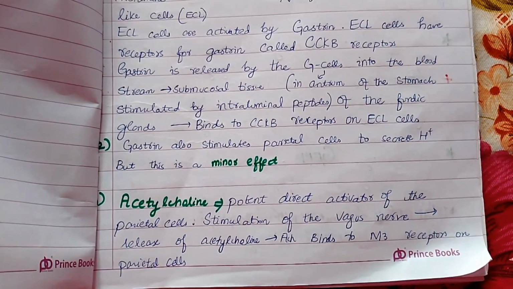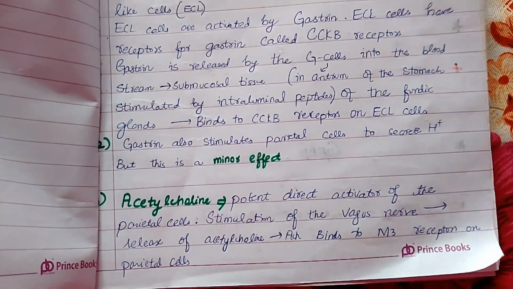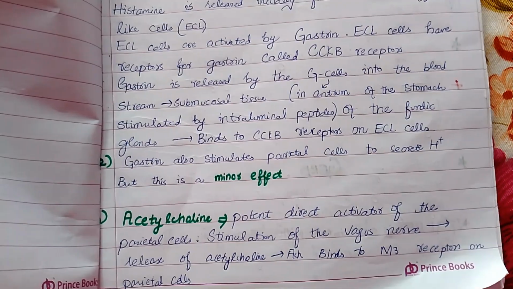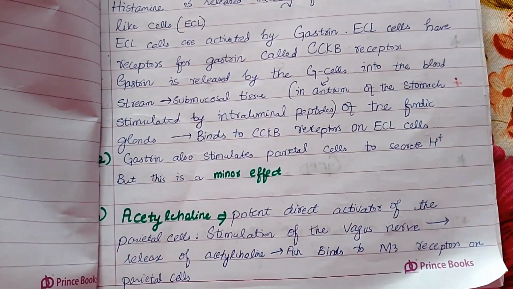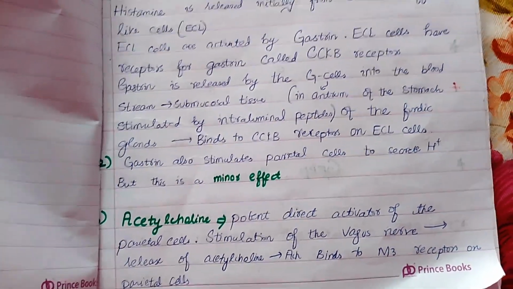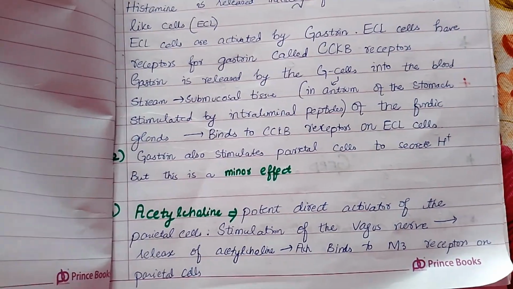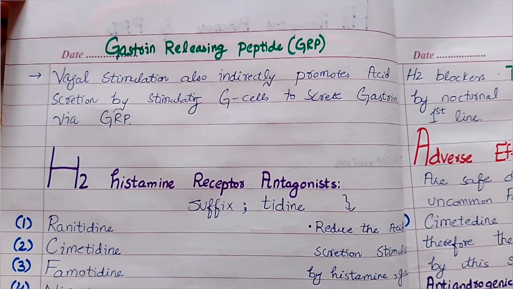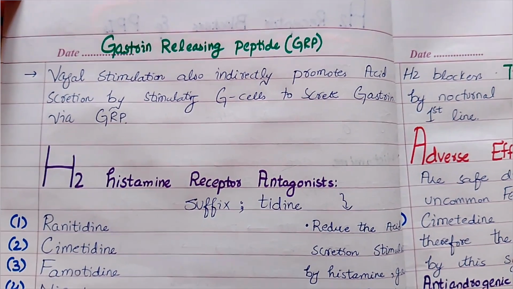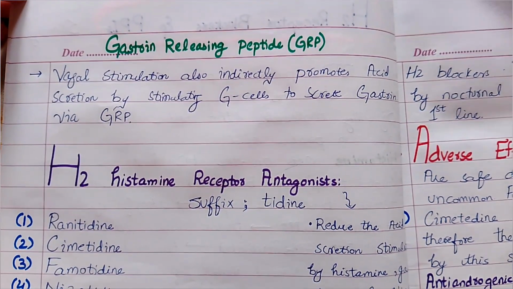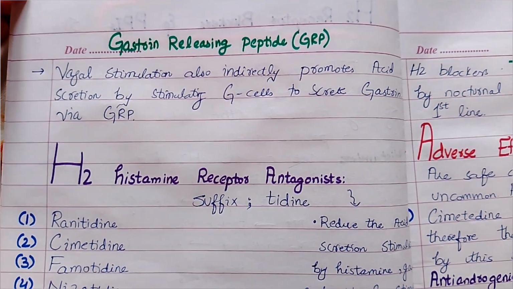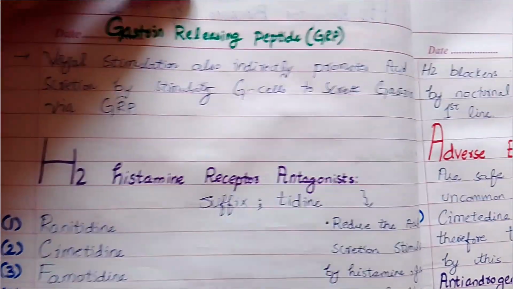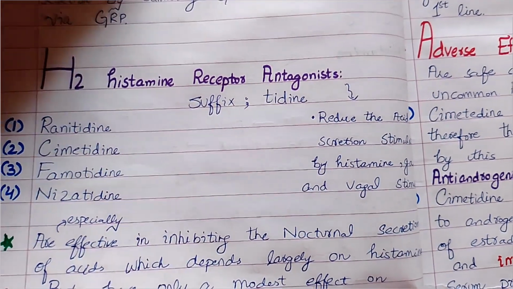Then we will see the role of acetylcholine in acid release. Acetylcholine is a potent activator of the parietal cells. Stimulation of the vagus nerve causes the release of acetylcholine. Acetylcholine binds to the M3 receptors on the parietal cells. Stimulation also indirectly promotes acid secretion by stimulating G cells to secrete gastrin via GRP, that is gastrin releasing peptide.